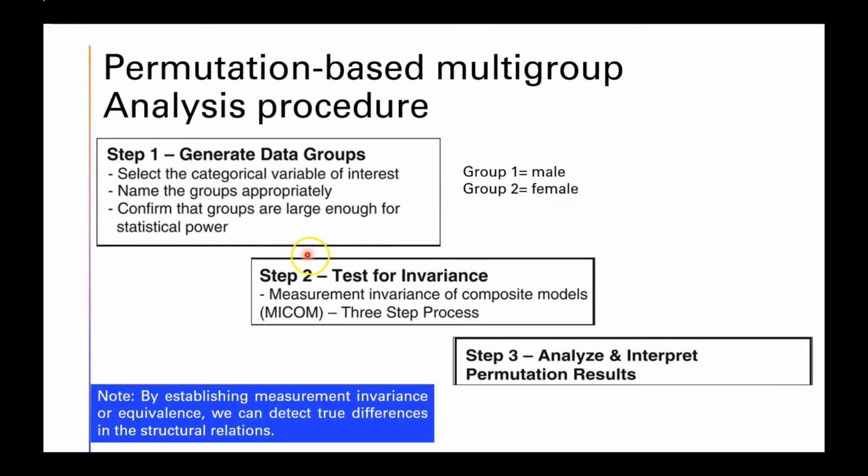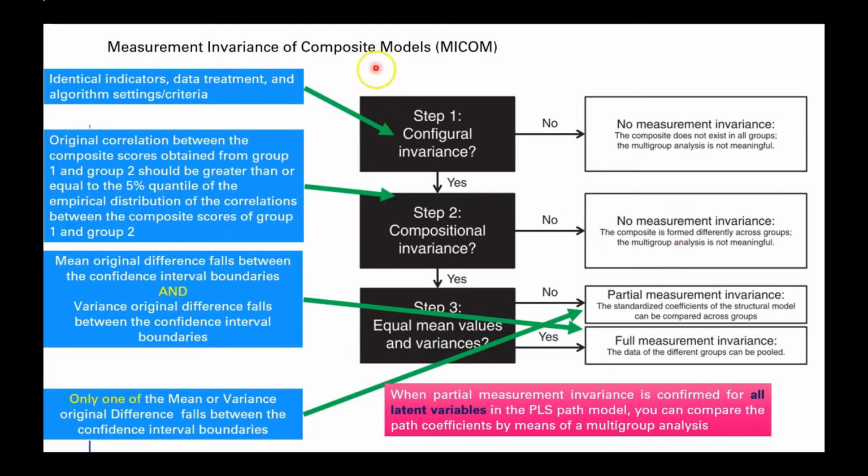Then in the second step, we have to test for measurement invariance based on the MICOM procedure. And notice that the MICOM procedure is also a three-step process. Then in the third step, we focus on analyzing and interpreting the permutation results. And in this slide, you can see the three steps of the MICOM procedure. The first step is configural invariance. The second step is compositional invariance. And the third step is the equality of means and variances.